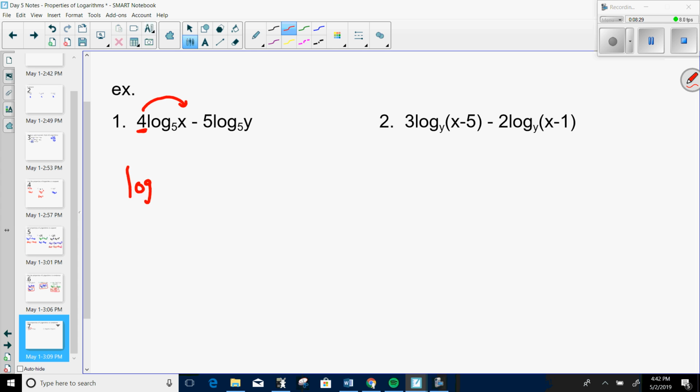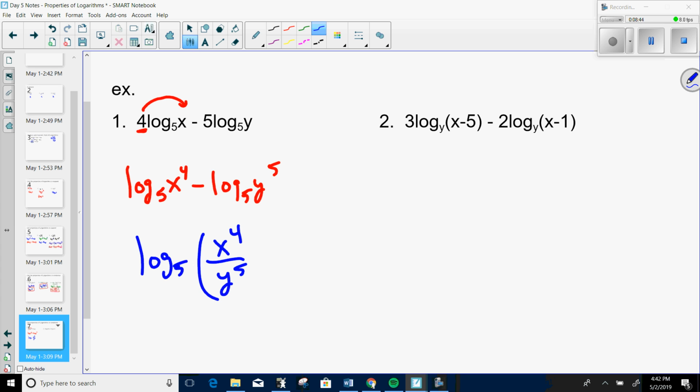So this becomes log base 5 of x to the 4th minus log base 5 of y to the 5th. Then I can change this to division and do this log base 5 of x to the 4th over y to the 5th. And again, I put parentheses there, but it's not necessary that you do that, but I just like to do it. Okay? Same thing, I'm going to move this 3 up. I'm going to move this 2 up.